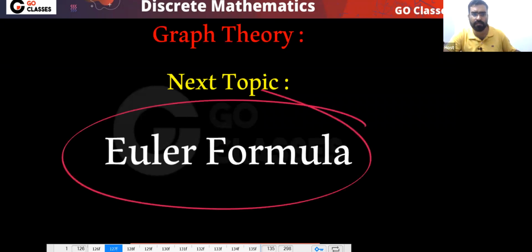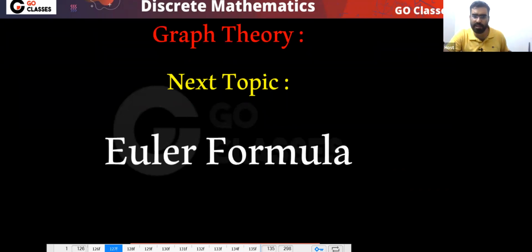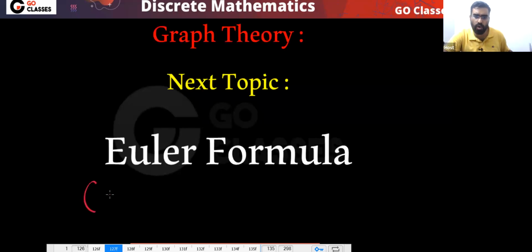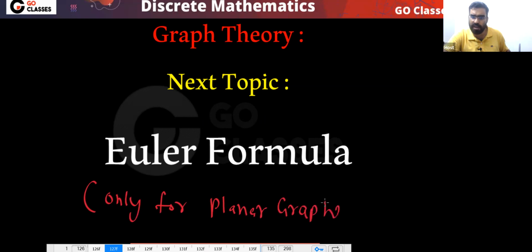Next is Euler formula. This is a very important formula, let me tell you. The proof is not important, remember. For Euler formula, the proof is not important for the GATE exam. But the small facts that I told you are important. What is this Euler formula? If you have a graph G, this is only for planar graphs. Your graph must be planar.